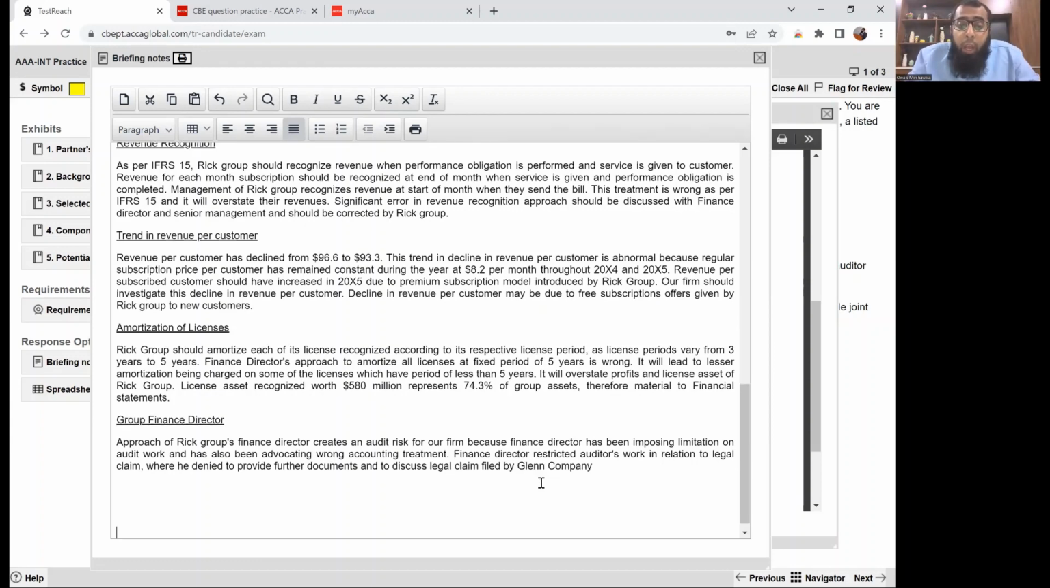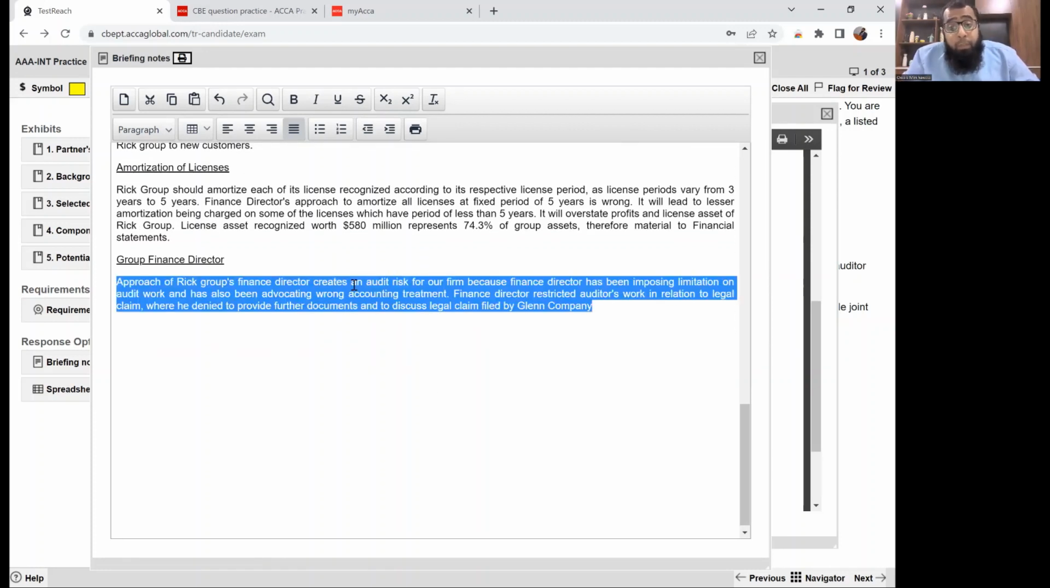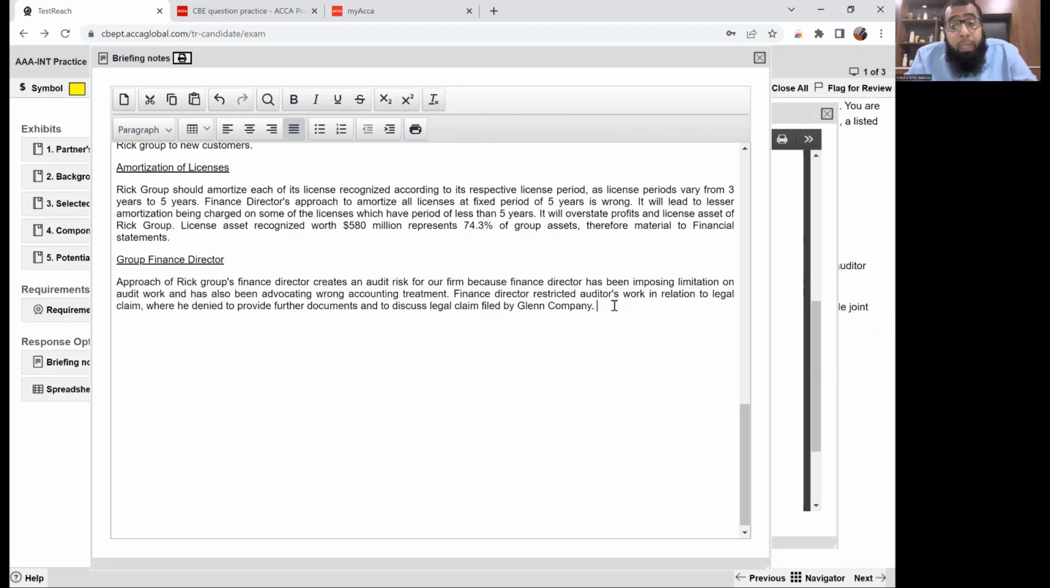Now, the approach of Rig Group's finance director creates an audit risk for our firm, because the finance director has been imposing limitation on audit work and has also been advocating wrong accounting claim. The finance director restricted auditors' work in relation to the legal claim, where he denied to provide further documents and to discuss the legal claim filed by Glen Company. It may lead to modification on audit opinion if its impact is material.